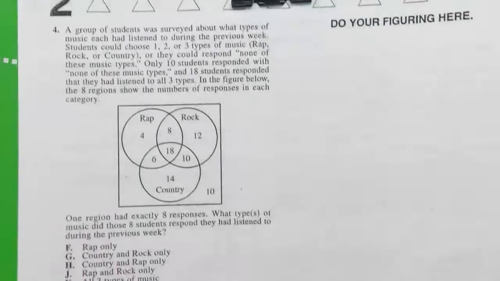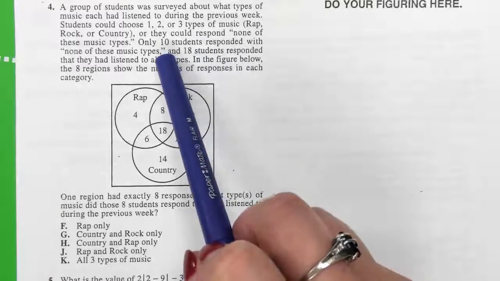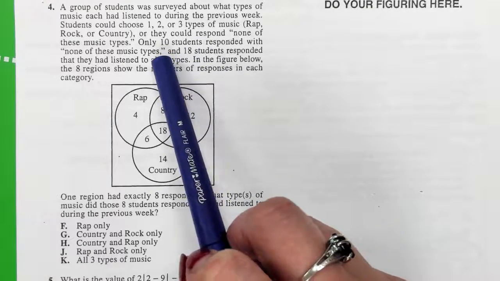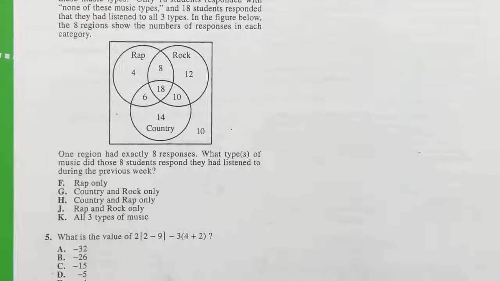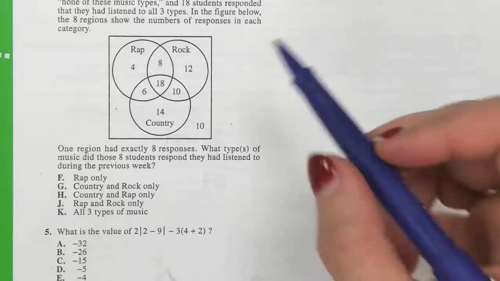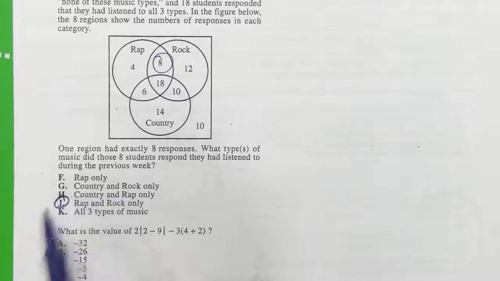All right, number 4. Number 4, you literally would waste probably a good 30 seconds reading all of this stuff right here because you don't need any of it. So let's see. Nate, what is the actual question on number 4? One region has exactly 8 responses, but types of music with the 8 students respond they have had listened to during the previous. Perfect. Okay, guys, look. All you need is a picture. 8's right here. What's in between? There you go. You should have gotten J. Did you get it good? All right. Easy, easy question.